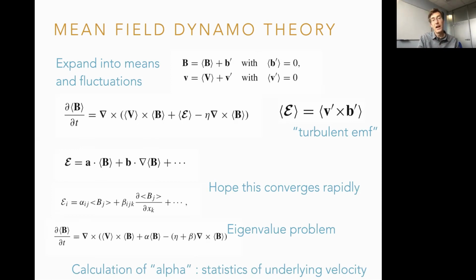If you do that, you get an evolution equation something like this: dB/dt is ∇×(mean flow × mean field) plus a term, often called the turbulent EMF, or turbulent electromotive force, which is the mean of the fluctuating v′ × B′. Then the name of the game is to expand that turbulent EMF. Because of the linearity of the induction equation, you can expand it in a power series in terms of the mean field and derivatives of the mean field.